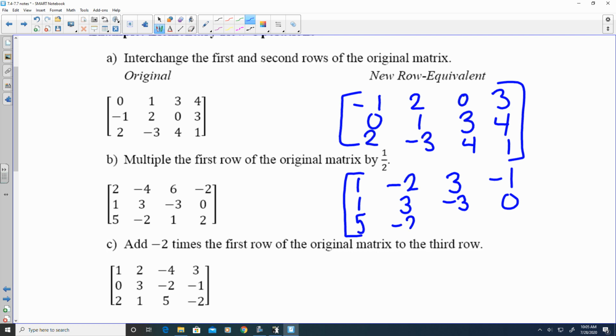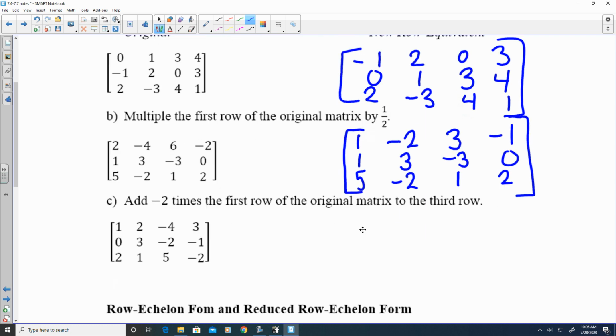5, -2, 1, 2. Now what if I need to add -2, so the way I'm going to write this notationally, -2 times the first row to the third row. So that's actually going to be the third row answer, this right here.